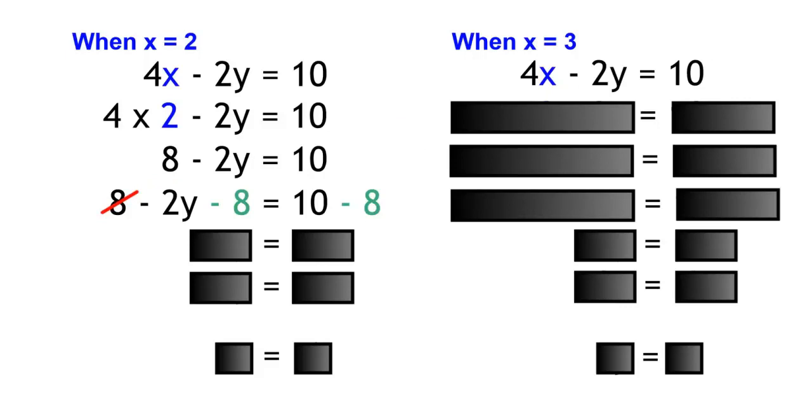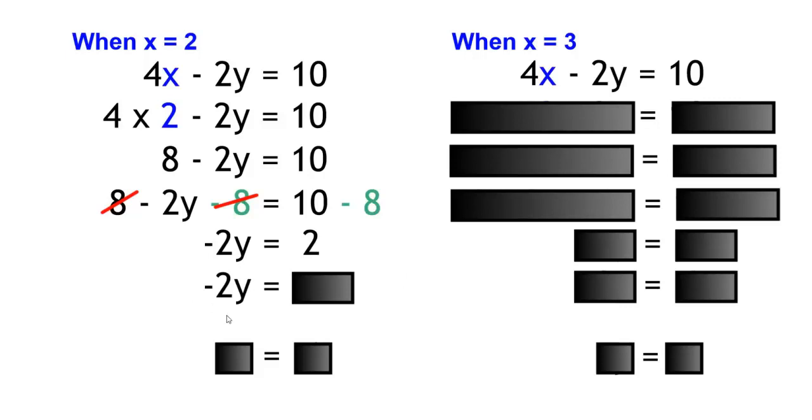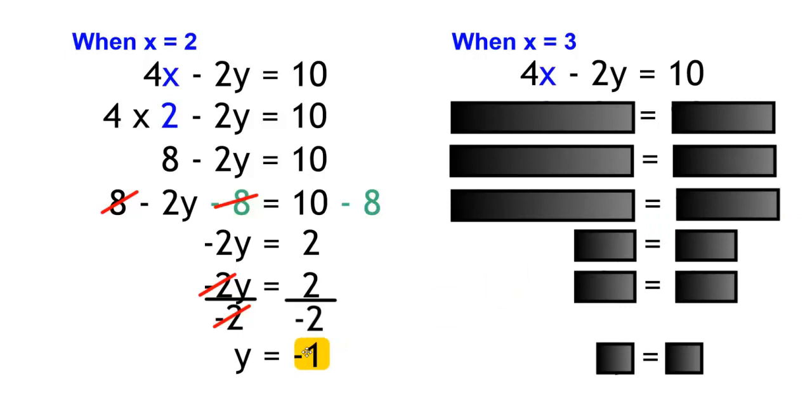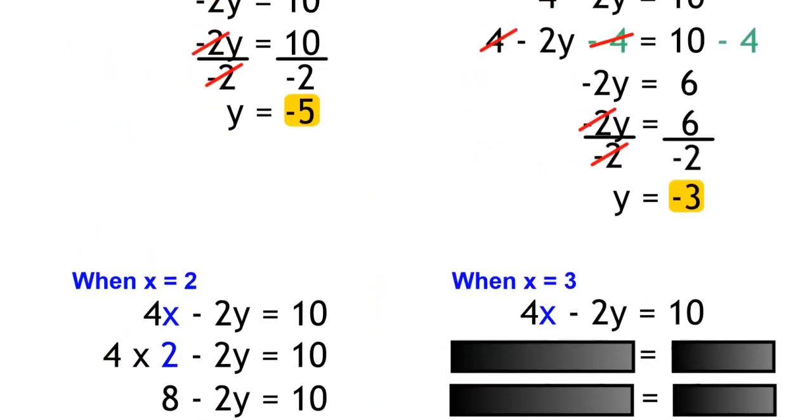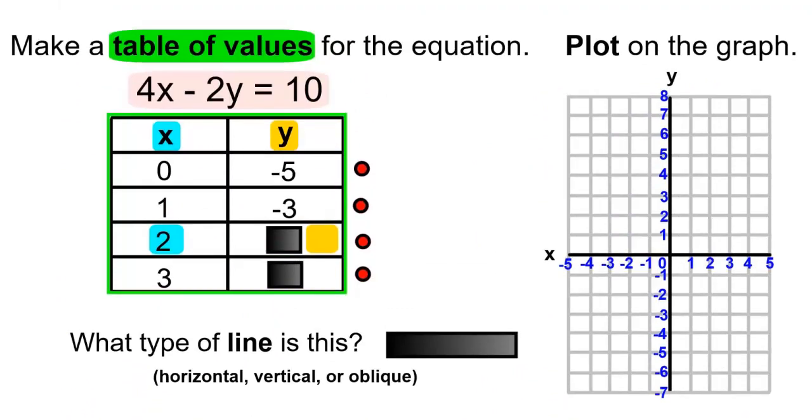The 8 and the minus 8 will cancel, leaving us with negative 2y. And 10 minus 8 is 2. To remove the times negative 2, we'll do the opposite and divide by negative 2. Therefore, dividing the other side by negative 2 as well. The times negative 2 and divide by negative 2 will cancel, leaving us with y. And 2 divided by negative 2 is negative 1. So y is equal to negative 1. When x is 2, y is negative 1.